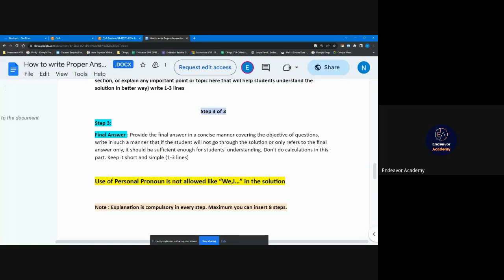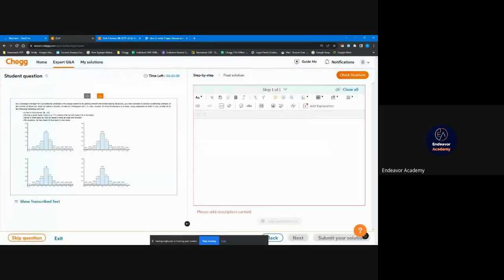If you have any doubts regarding the structure, like how we have to structure it, what we have to write in step 1, step 2, the explanation section, or the final answer, you can ask me. Does anyone have any doubts? If no doubts, then we can proceed towards the tool uses.